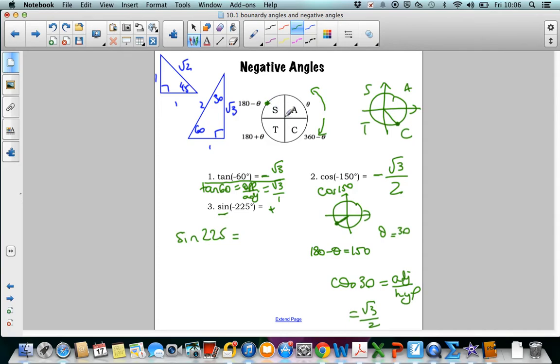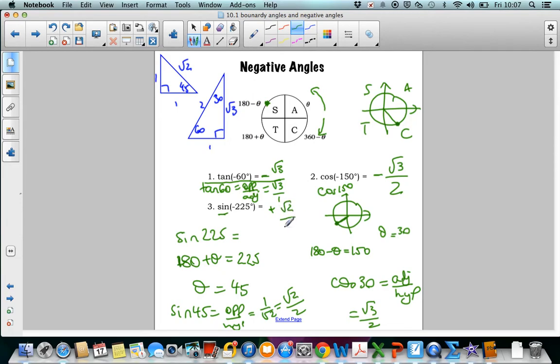my associated acute angle, actually that's not quite right. It's 180 plus theta, and you keep it as 225. All right, so that gives us that the associated angle is 45. So sine of 45 is going to be opposite over hypotenuse. So that's 1 over root 2. And again, if we rationalize the denominator, root 2 over 2. And it's positive, so root 2 over 2.